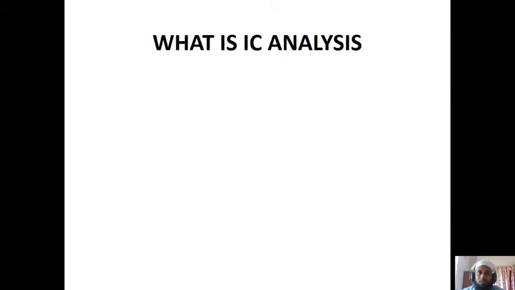So what is IC analysis or immediate constituent analysis? Immediate constituent analysis is a tool in structural linguistics. In our last session, I told you that there are two streams of linguistics in regards to syntax. One is structural linguistics and another is generative linguistics. In structural linguistics, syntax is seen as a structure of some elements, and these elements are called constituents.